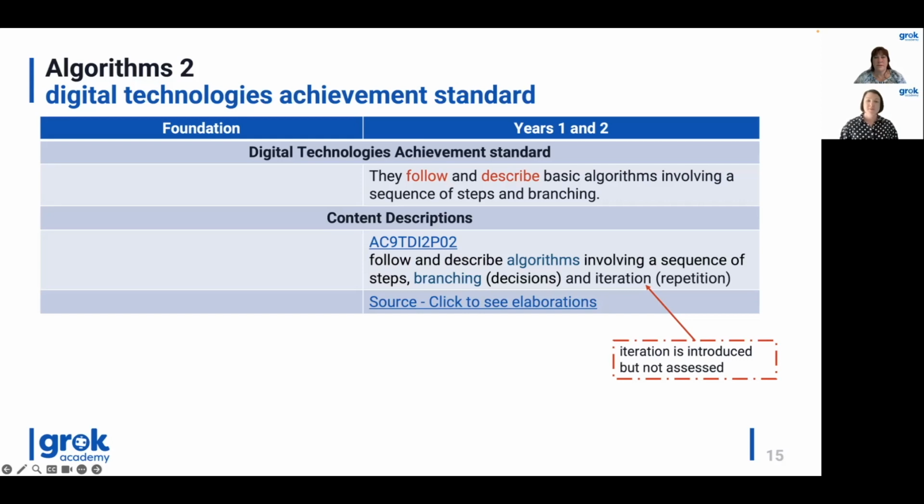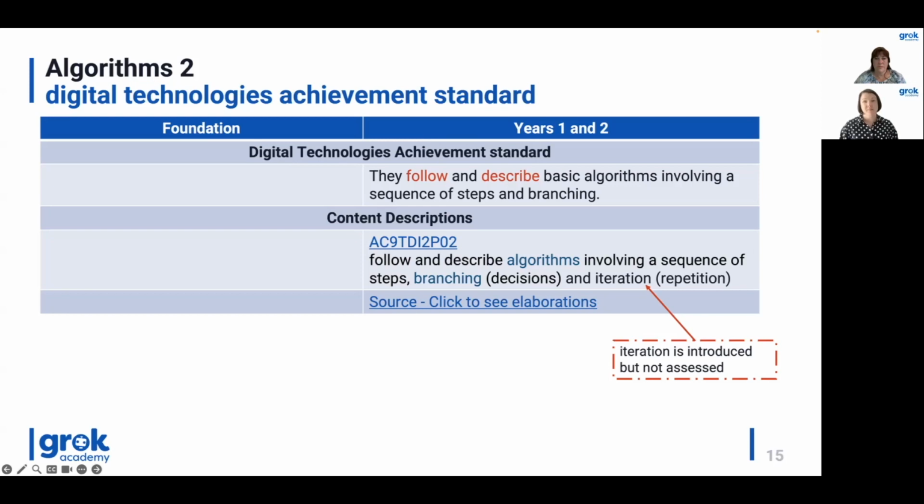The content description for Years 1 and 2 includes following and describing algorithms, sequencing, and branching. Branching is about making decisions. The content description also includes iteration. Iteration is repeating a task. Iteration is introduced in Years 1 and 2, however, it is not assessed.